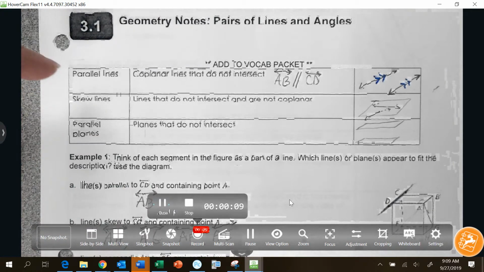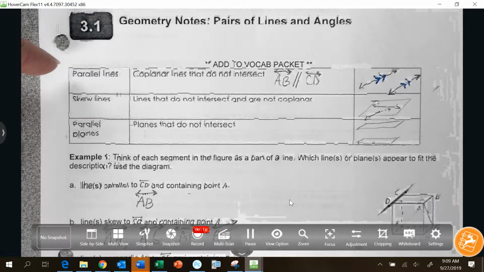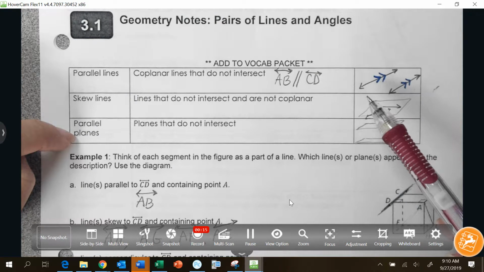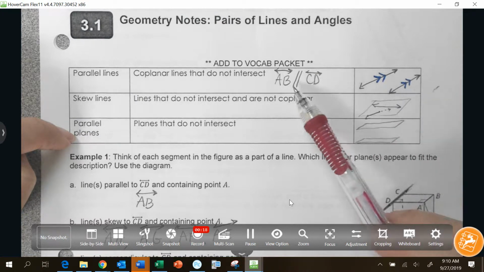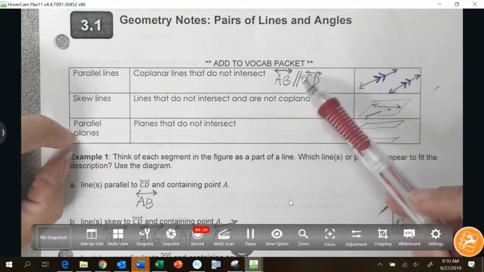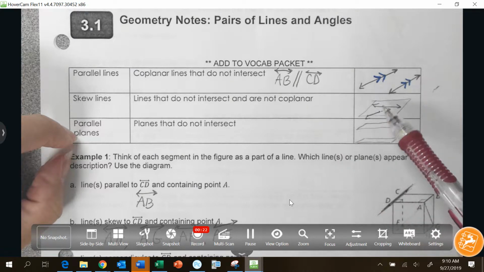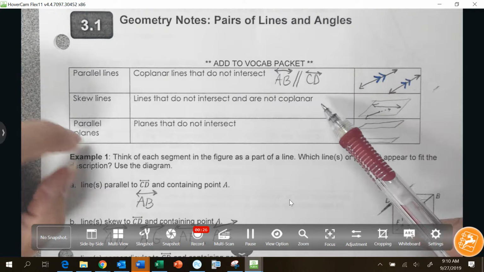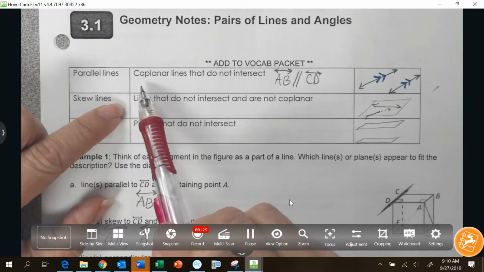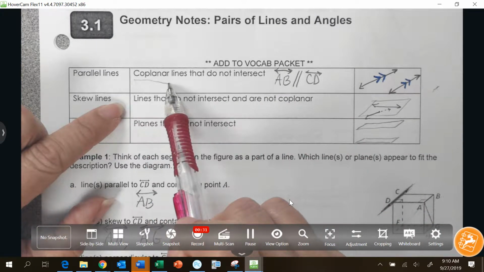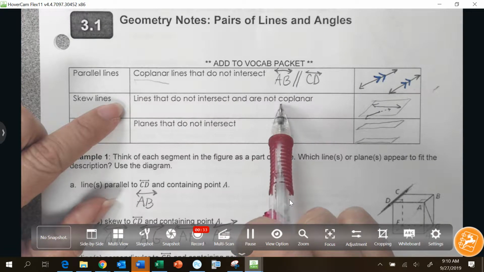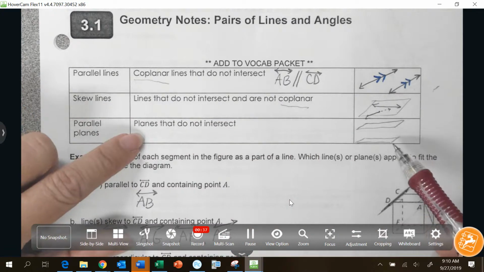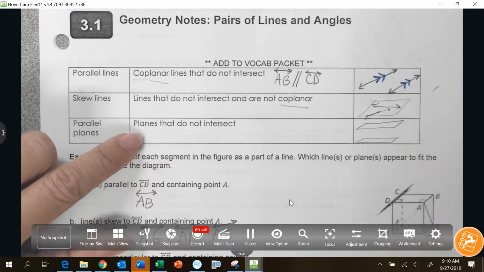Okay, I forgot to start the recording earlier, but we already talked about parallel lines, skew lines, and parallel planes. Just as a reminder to everybody, when we write parallel, we can write it as a little symbol of two parallel lines. And to mark them on the diagram, we have little arrows on the parallel lines. Parallel lines are lines that do not intersect and are coplanar. If they're not in the same plane and they do not intersect, then they are called skew. And planes that do not intersect would be parallel planes.